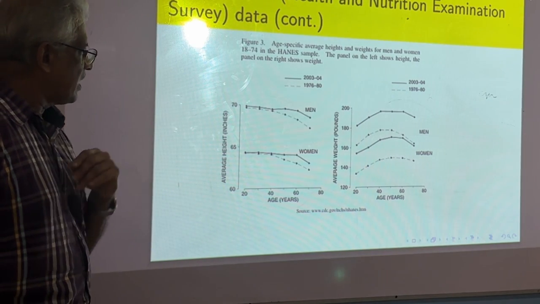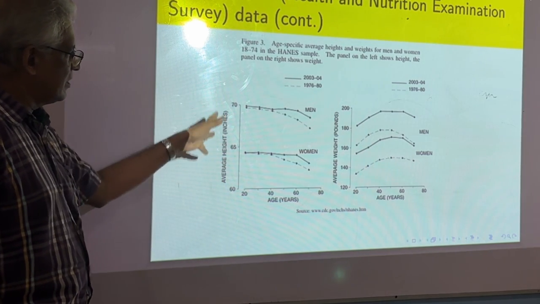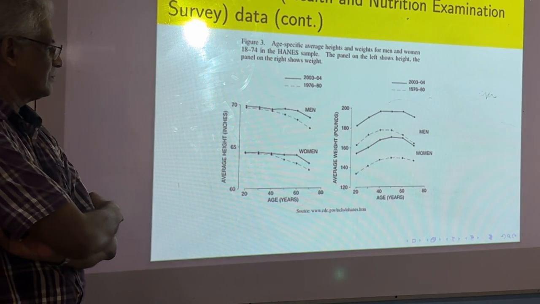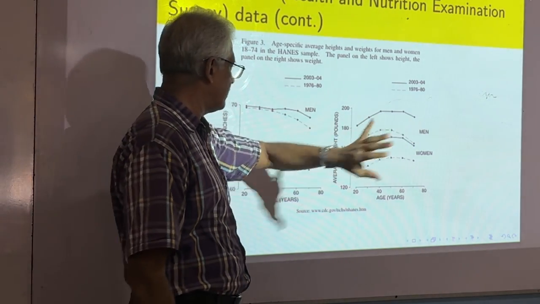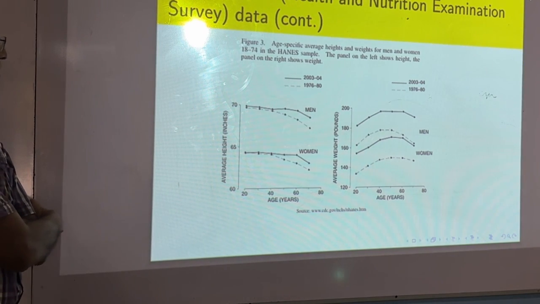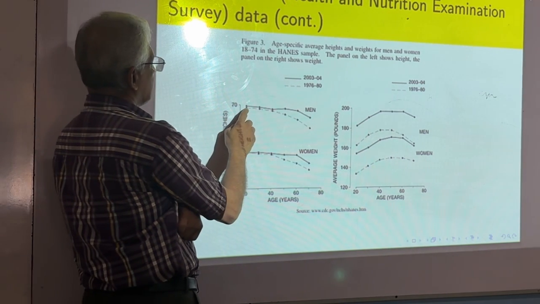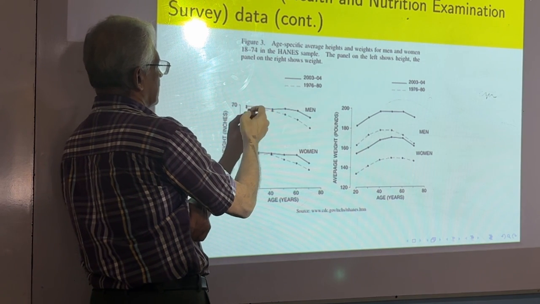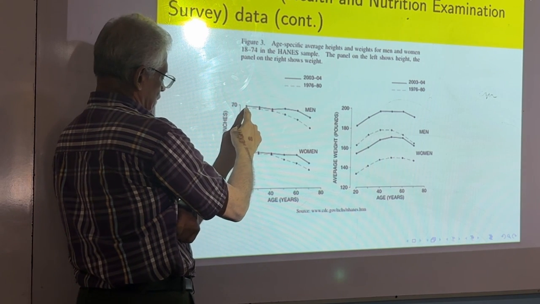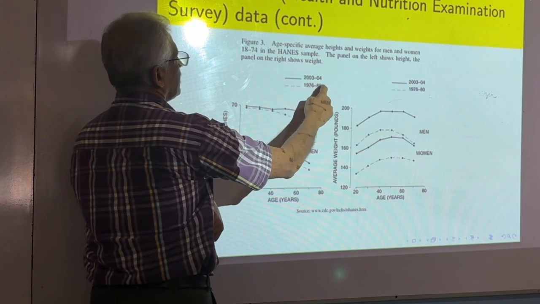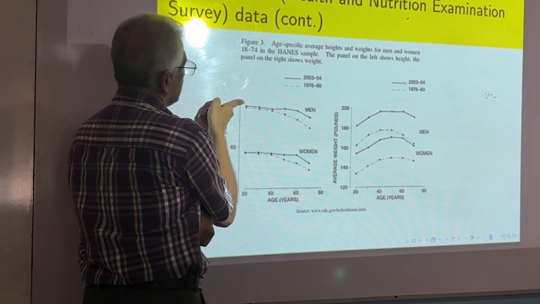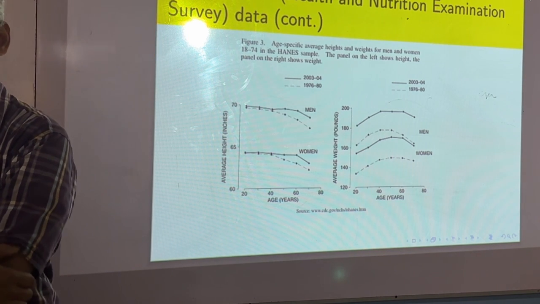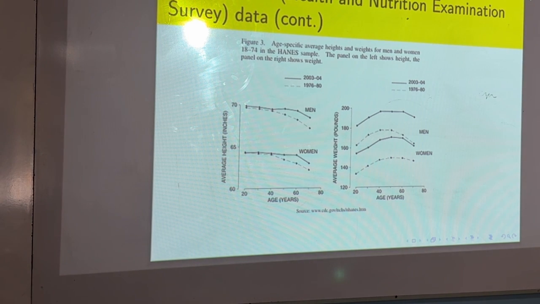So what can you say about the heights of these people, men and women? Let's forget about the weight first of all. Remember, these people here are not the same as these people. These people were age 20 in this year, and these people were age 20 in this year. So they are different people. So what can you say?